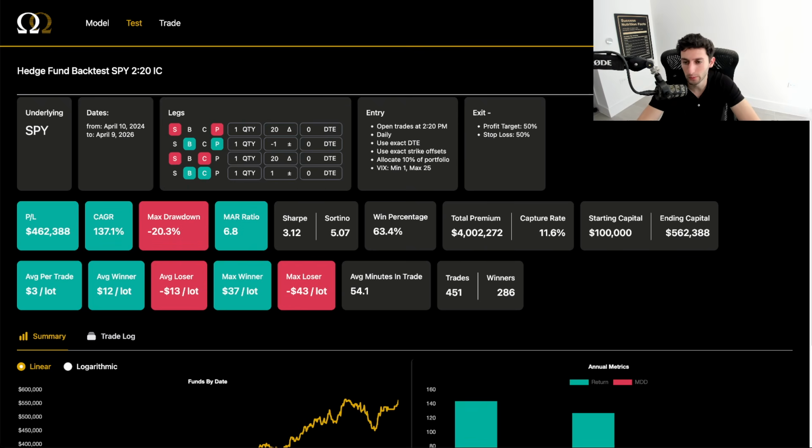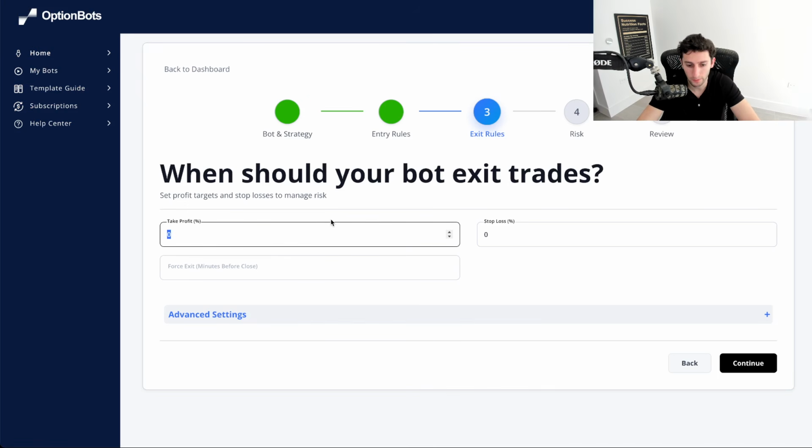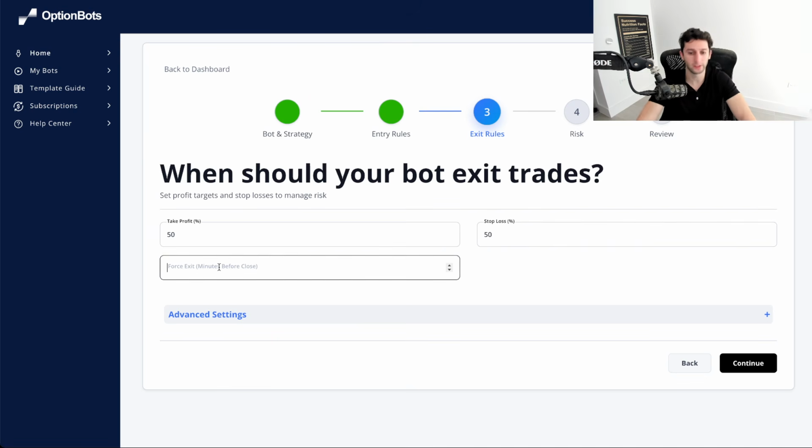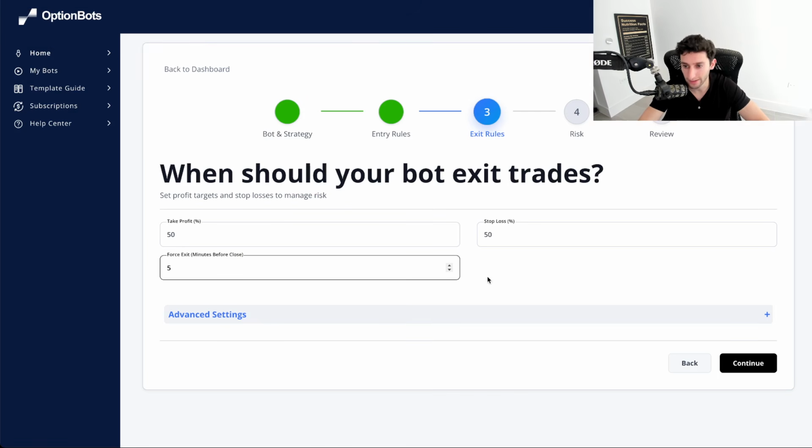Continue. These ones had a 50% stop loss and take profit. So we're going to go 50% take profit, 50% stop loss. Now, forced exit, this isn't a parameter we put in here for people that don't want to hold overnight. I'm going to put this as 5 minutes for almost all the bots, mainly because I don't want to hold anything in the close. If these end up going in the money in the close, I don't want to be holding on to that, getting assigned. That's not fun. So I just put it here at 5 minutes, which means 5 minutes before the close, if the take profit or the stop loss hasn't hit, it's going to exit this position for me.